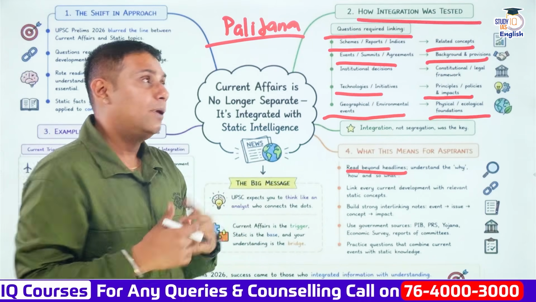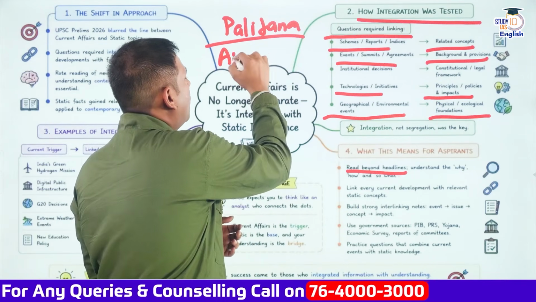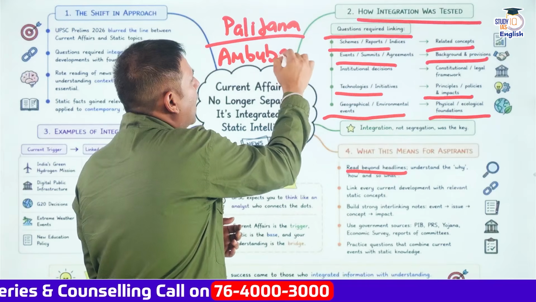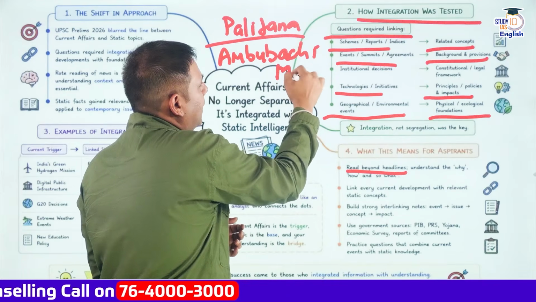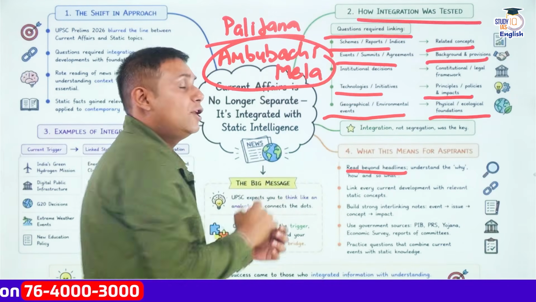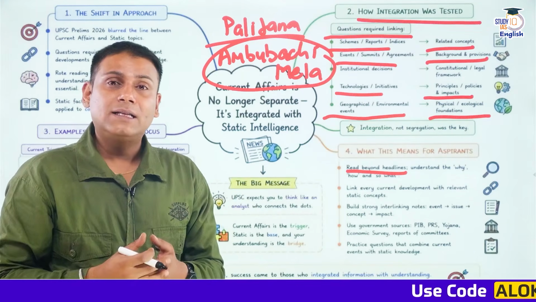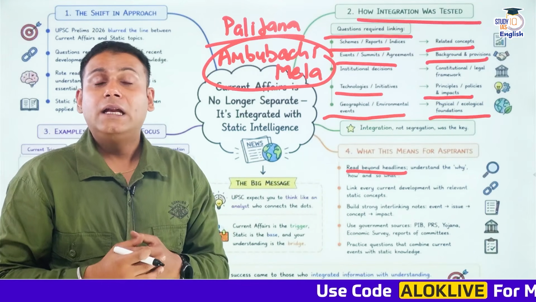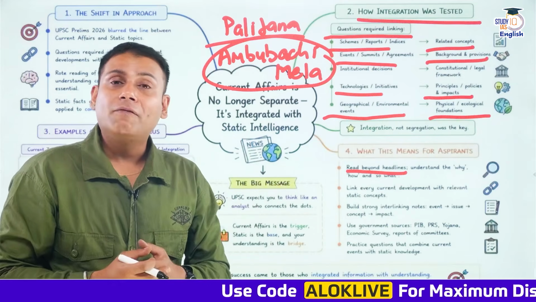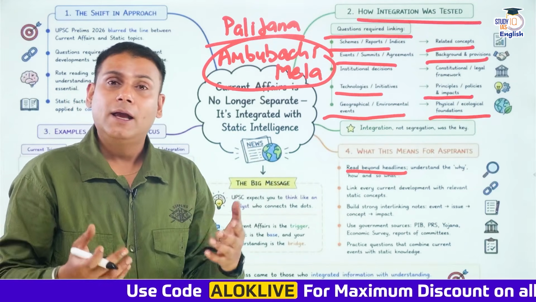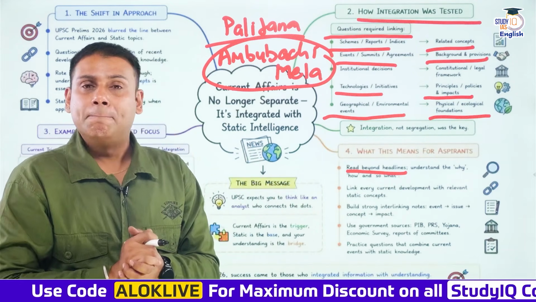Second important example, like last year, there was another important aspect, Ambubachi Mela. Ambubachi Mela is celebrated in the region of Guwahati. It is also referred to as the Mahakumbh of the East. Ambubachi Mela is held in the temple of Kamakhya Devi that is located specifically in Assam.